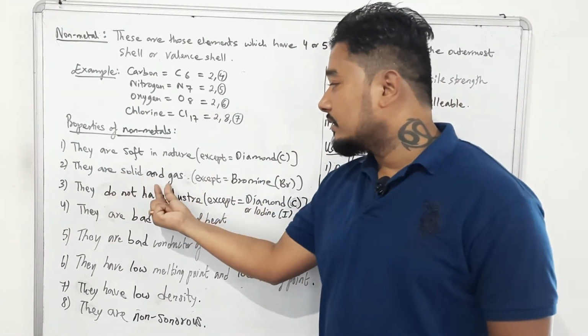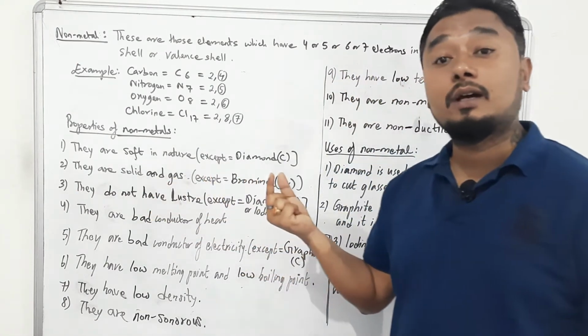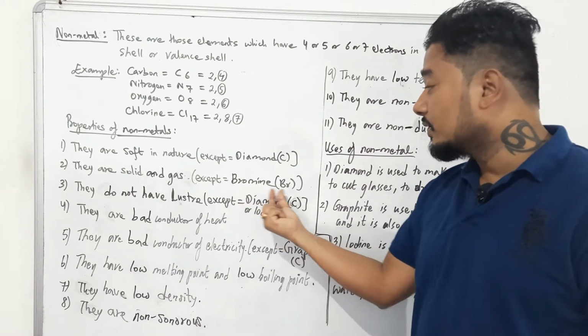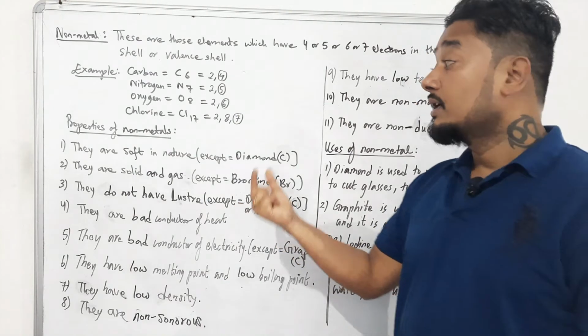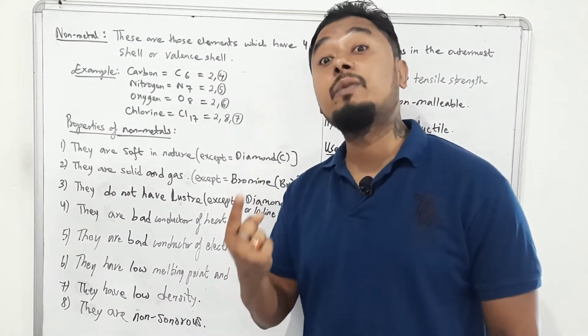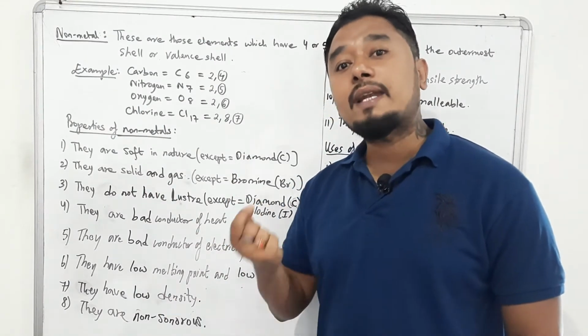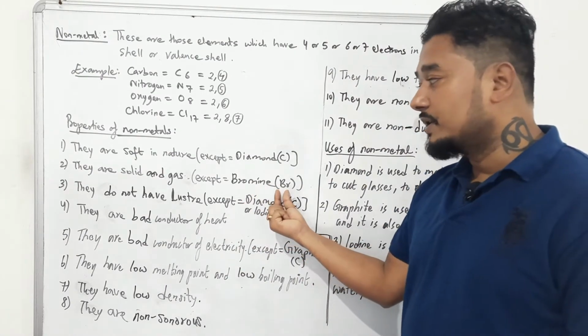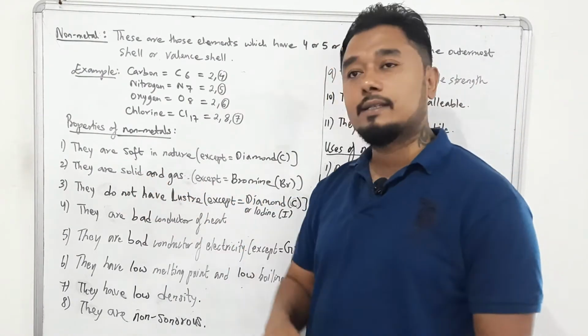Non-metals are solid or gas, but there is one non-metal which is liquid, and that is bromine. Symbol capital B, small r. Usually non-metals are either solid or gas, but there is one non-metal which is liquid at room temperature. The non-metal which is liquid at room temperature is bromine. Symbol capital B small r, which is neither solid nor gas.